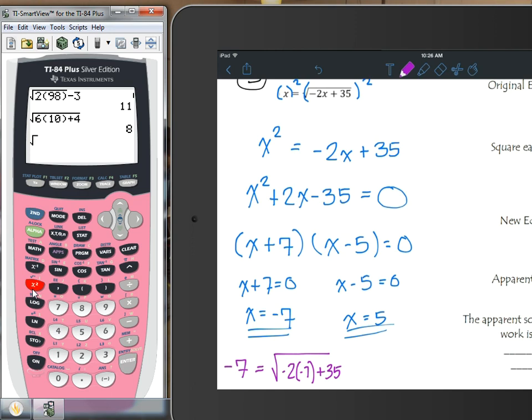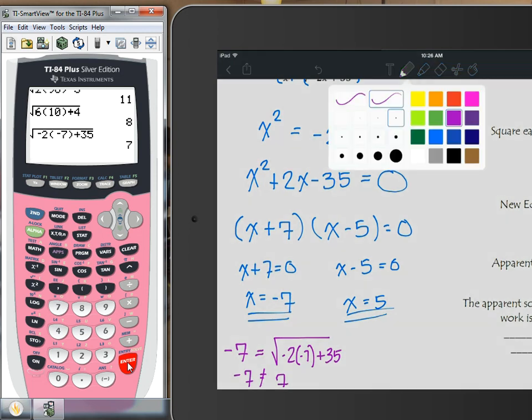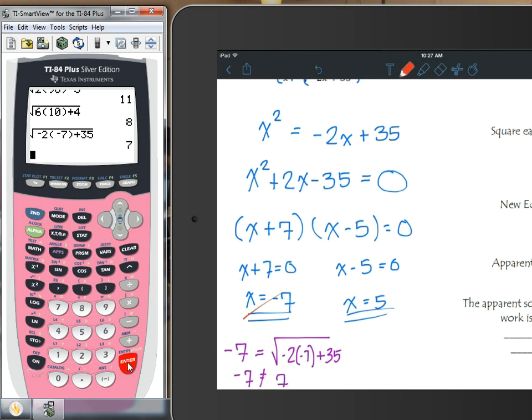Square root of negative 2 times negative 7 plus 35. Whoa. Okay. And we get 7. Is negative 7 the same thing as positive 7? It's not. So we can go ahead and say that x equals negative 7 is an extraneous solution. So when I report my answers here at the end, I'm not going to include negative 7.